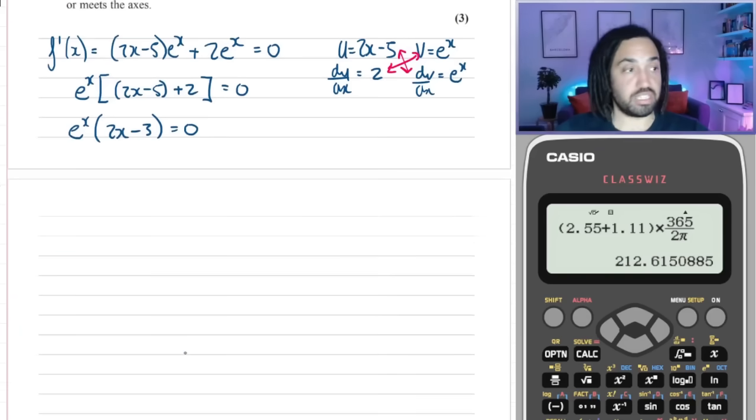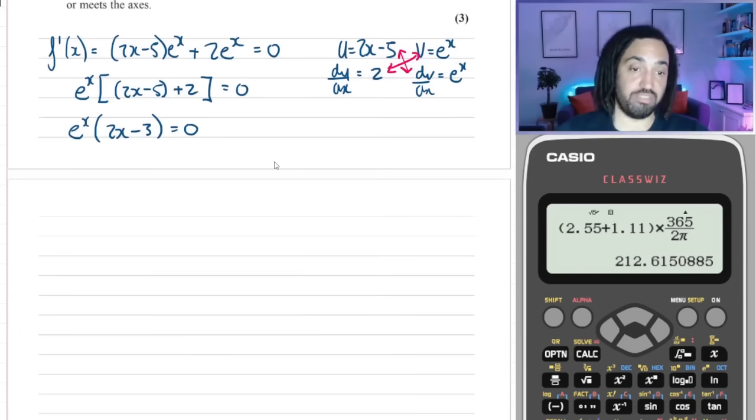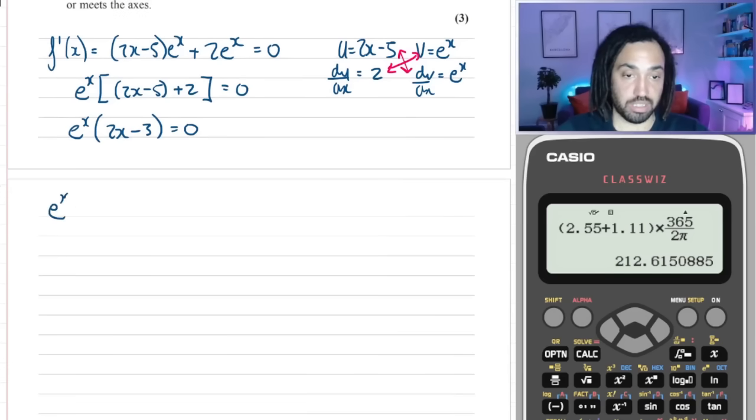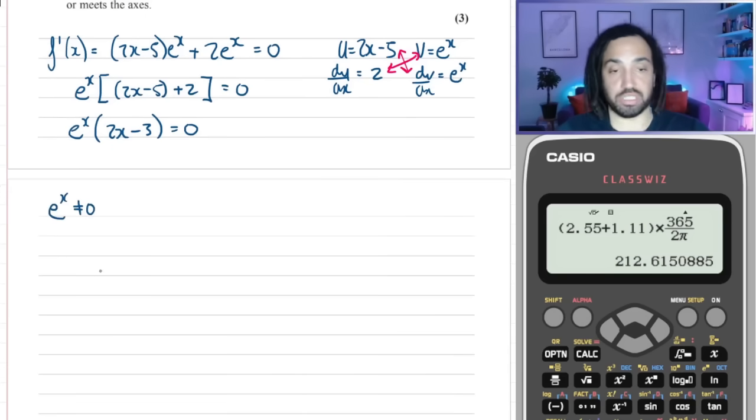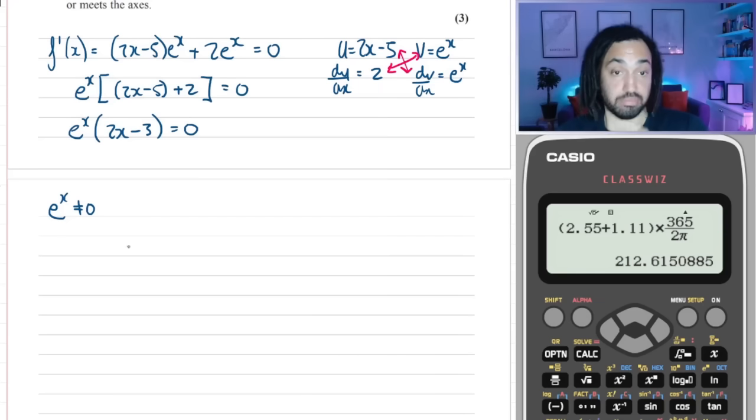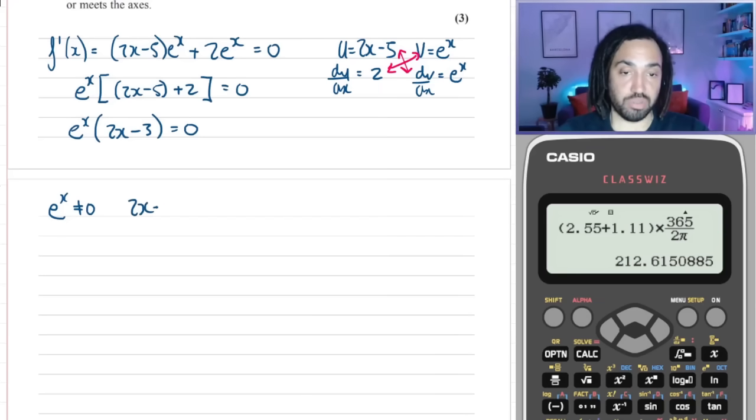Okay, so when is this going to be 0? Well, e to the x can never be 0, so e to the x does not equal 0. So therefore we're going to need 2x minus 3 to equal 0, which means x is going to equal 3 over 2.